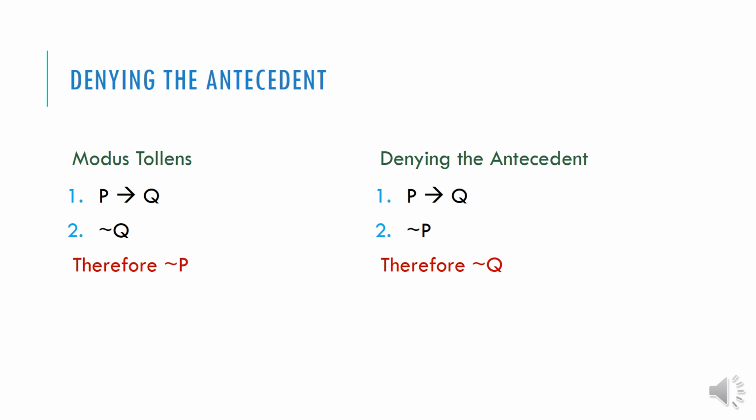Now, like affirming the consequent, we can see that denying the antecedent does a very similar thing. When we look at a modus tollens argument, again, this is a good argument. If P, then Q, not Q, therefore not P. That is different than me saying if P, then Q, not P, therefore not Q. The reason is because P is sufficient for Q, but not P is not sufficient for not Q.